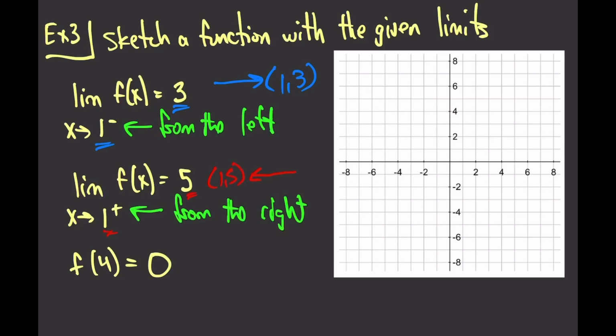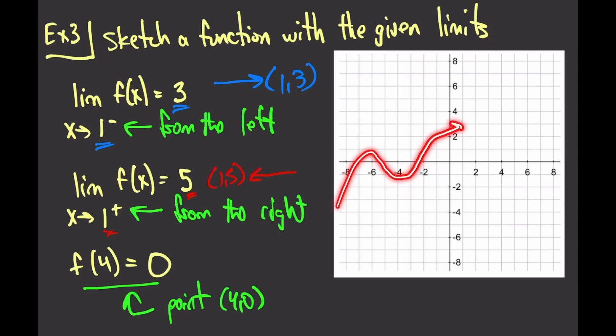Now this has something additional. This has f of 4 equals 0. What does that mean? That is a point, and that point is 4, 0. So my function must contain that point. Okay, I'm going to do from the left first. From the left, I've got point to 1, 3. Okay, so let me put that down, 1, 3.